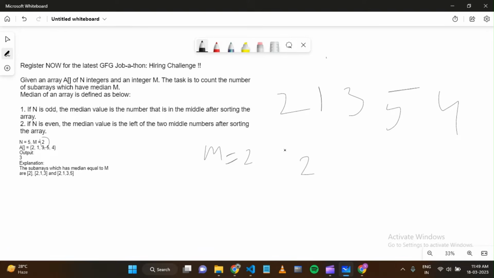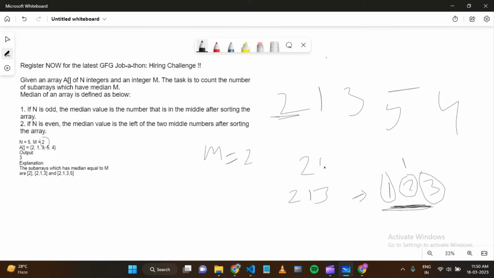So we have the subarray 2. 2 is itself a subarray. Then 2, 1, 3, which when we sort comes to 1, 2, 3. So the length is odd, the middle element is 2, and the left count is equal to the right count.